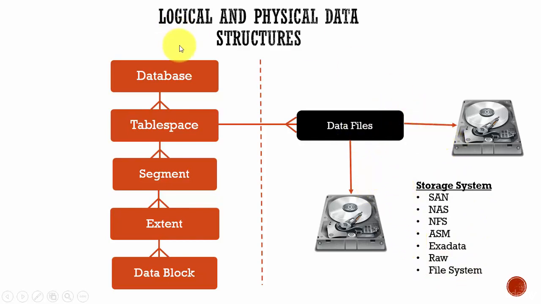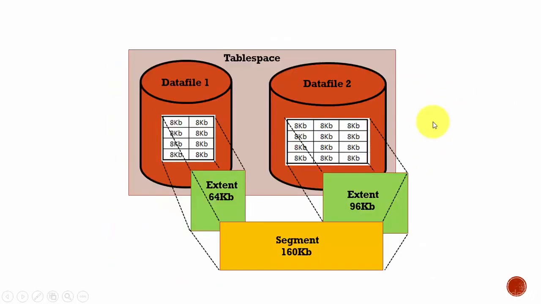On the left hand side, this is your logical way of storing, and on the right hand side, this is the physical way of storing the data in the database. Let's take a look at a different representation. A table space can have multiple data files.